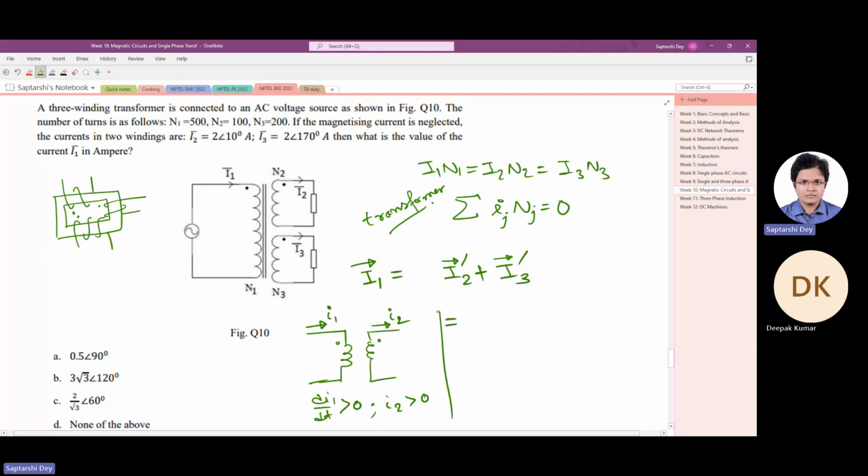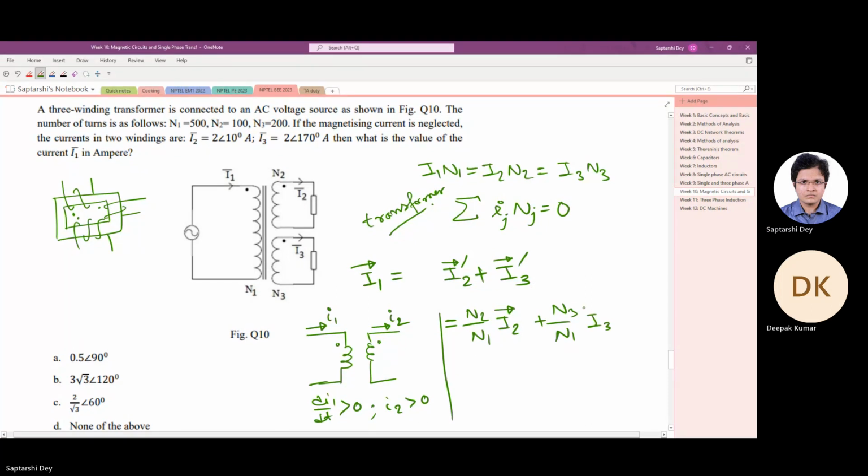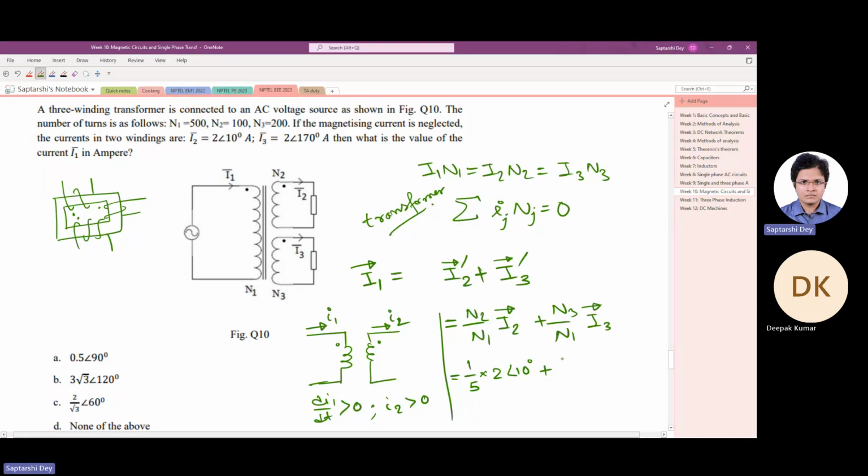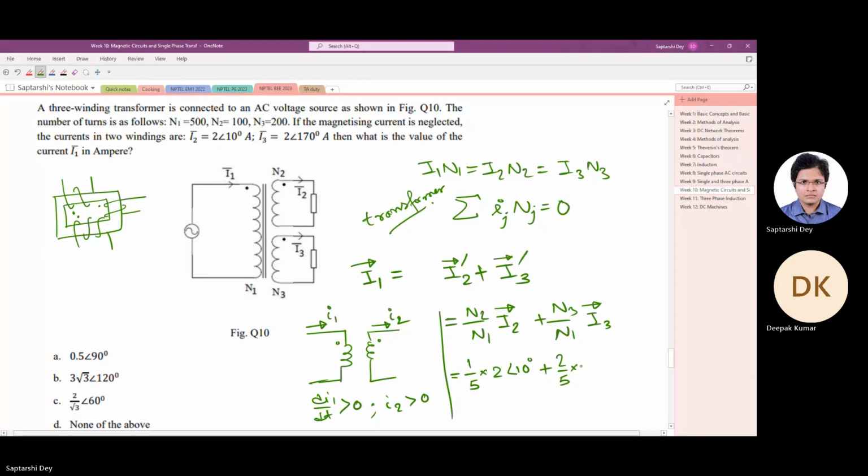Now, the rest part is easy. So referring to the primary side, it will be N2 by N1 for the I2. So N2 by N1 I2 plus N3 by N1 I3, which gives you 1 by 5 times 2 angle 10 plus 2 by 5 times 2 angle 170. So you can find this out with a complex calculator. I did it once, none of the answers match. So I will just tell you the answer.